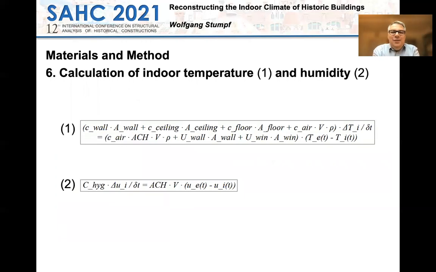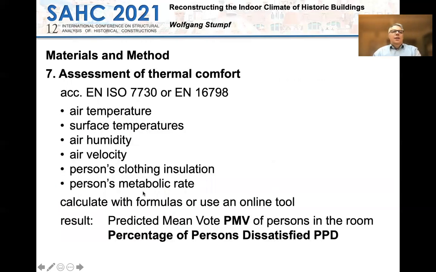And we have to calculate the indoor temperature and humidity, described here in equation 1 with the indoor air temperature over time, and the change of indoor humidity over time. With these numbers, information, and data, we can assess the thermal comfort according to European standards. Here is the indoor climate, the air temperature, surface temperatures, air humidity, air velocity, everything calculated.